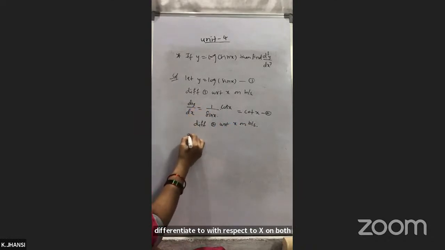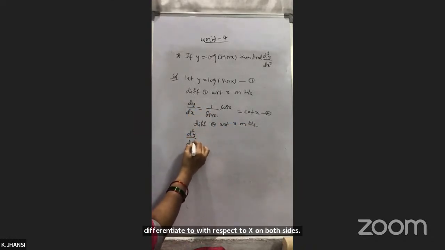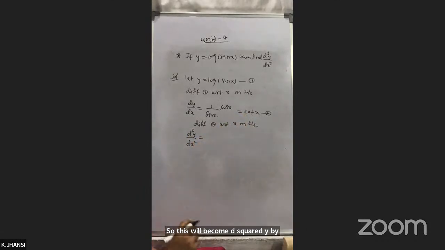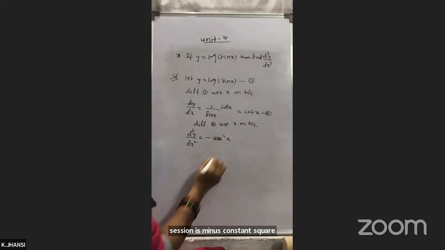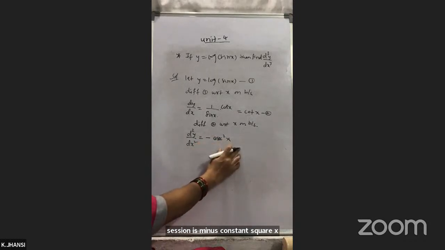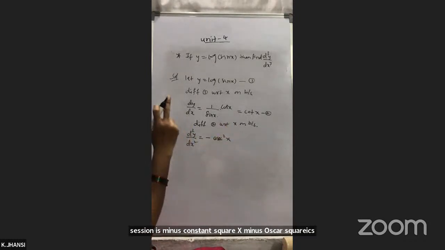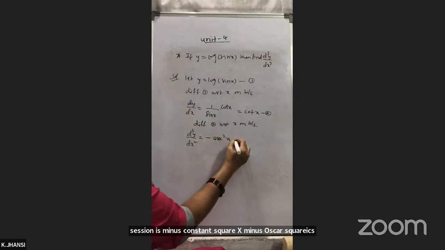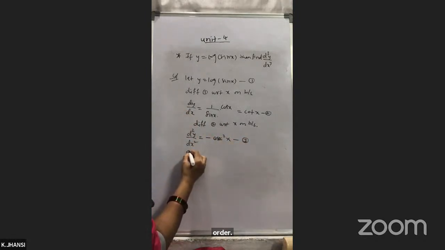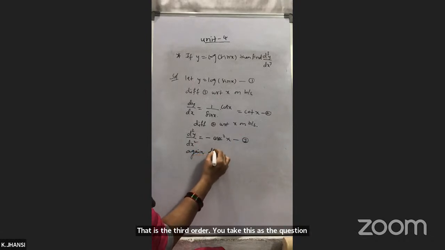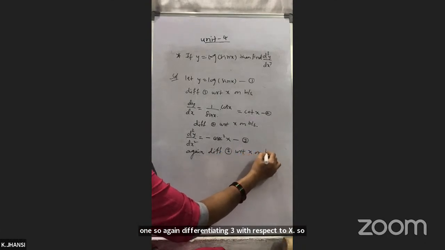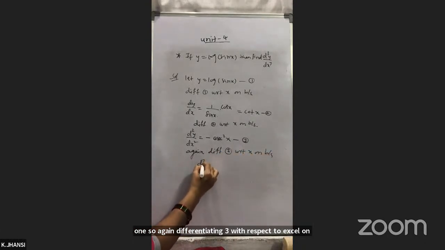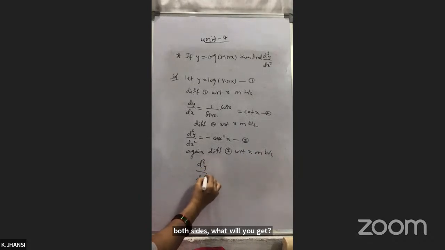So this will become d square y by dx square equals the differentiation of cot x. Cot x differentiation is minus cosecant square x. Now we got the second order, but he's asking one more order, that is the third order. Take this as equation 3. Again differentiating 3 with respect to x on both sides, what will we get? d cube y by dx cube.